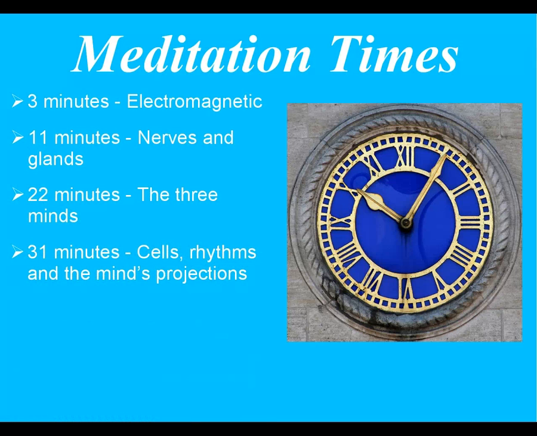31 to 33 minutes affects all the cells, the rhythms of the body, and the layers of the mind's projections. 62 to 66 minutes alters the gray matter of the brain. Subconscious and outer projection are integrated. 2.5 hours alters the psyche in relation to the surrounding magnetic field to firmly hold the subconscious mind in a new pattern.